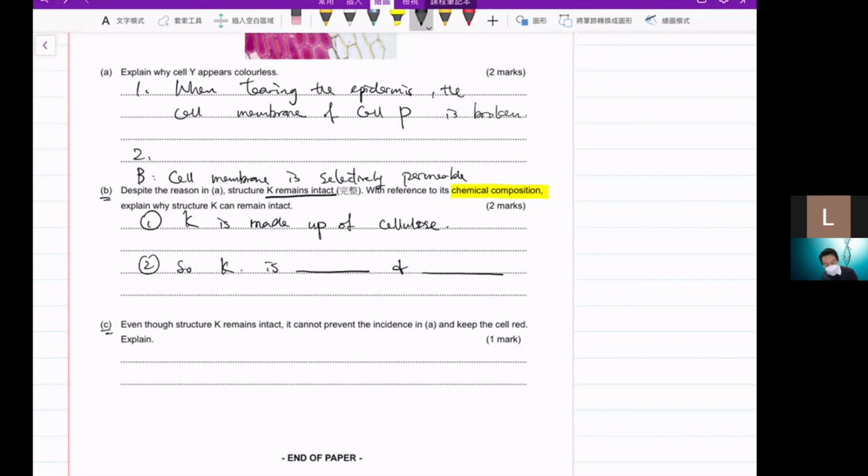And question C. Even though structure K remains intact, it cannot prevent the incident in A.